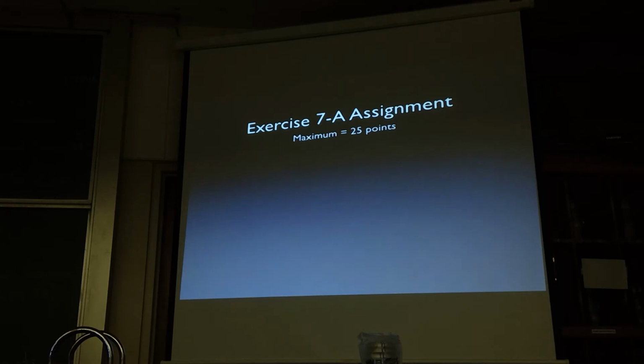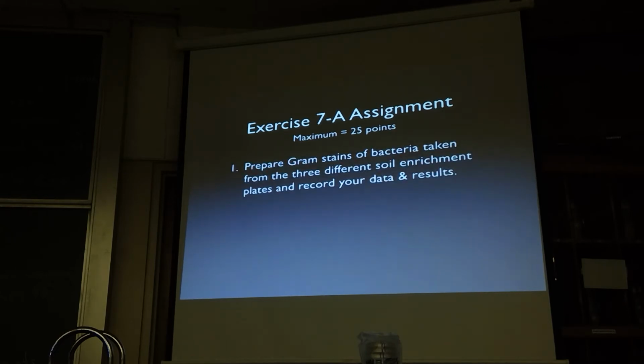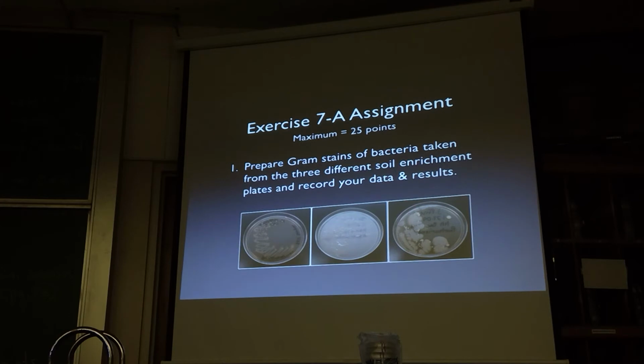This is a 25-point assignment. I think I said 20 a minute ago, but it's 25. What I want you to do is prepare Gram stains from the enrichment cultures that we did. Well, there's 3 plates now: Pseudomonas, Azotobacter, and Bacillus. On that slide, you do a Gram stain, you've got 3 smears. You can do 1 more smear, take it off of your air plate, especially if you want to start your semester project from your air plate.